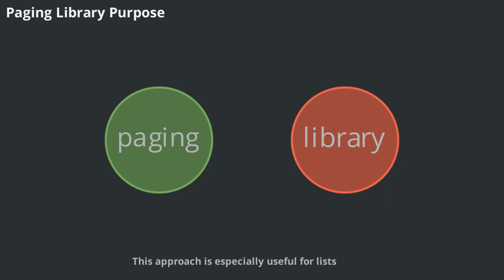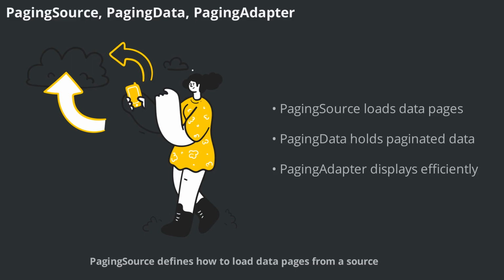This approach is especially useful for lists fetching data from local databases or remote sources, ensuring smooth scrolling and efficient resource use. Paging enables scalable data handling, making it ideal for apps with extensive lists or feeds. Paging source defines how to load data pages from a source.